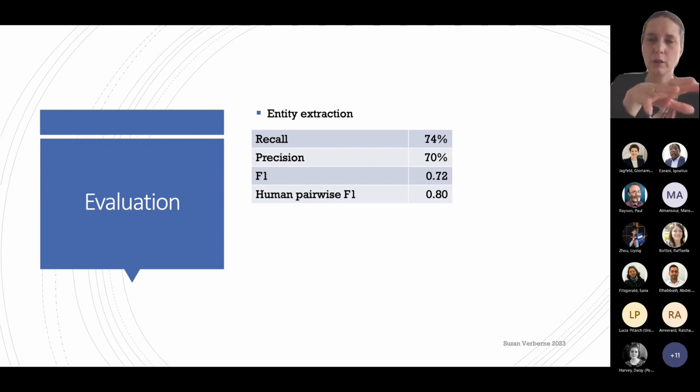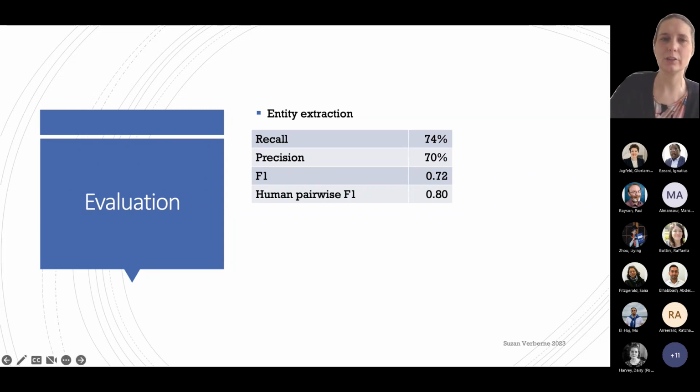Okay, so let's first look at the entity extraction. Here we focus first only on the side effects, which is easier than the coping strategies. What you see here is that recall was 74%, which means that of all the entities that were in the manually annotated data, the model identified 74% of them. And precision was 70%, which means that of all the entities identified by the model, 70% were correct. F1 is the average of that, 0.72.